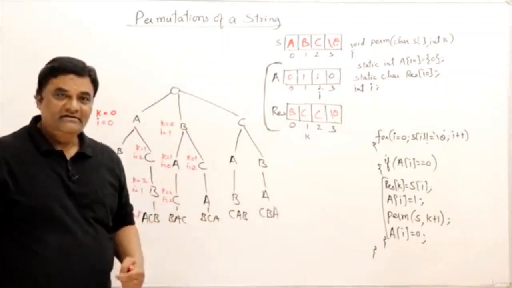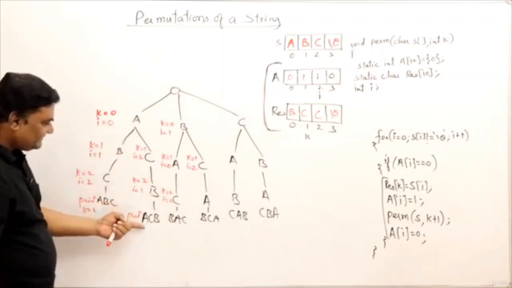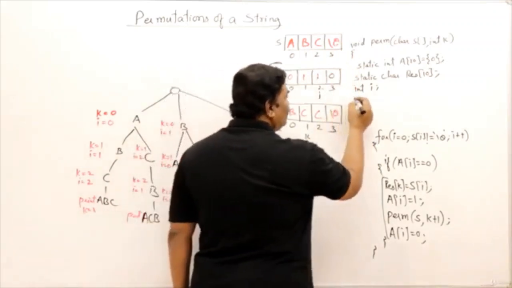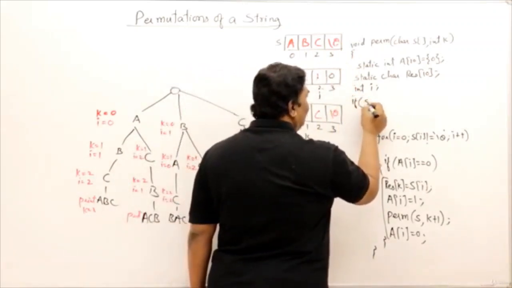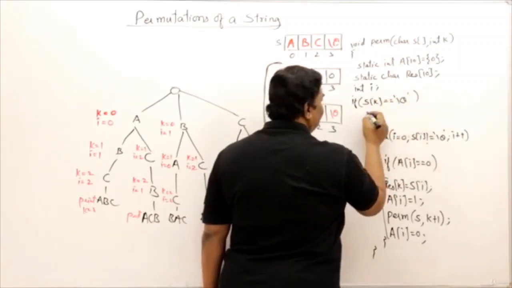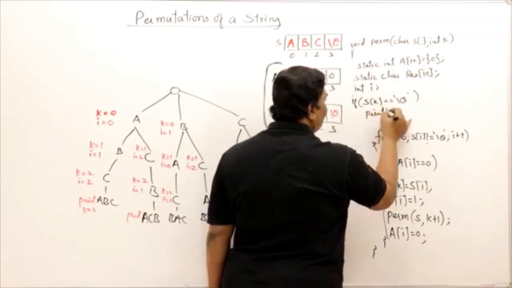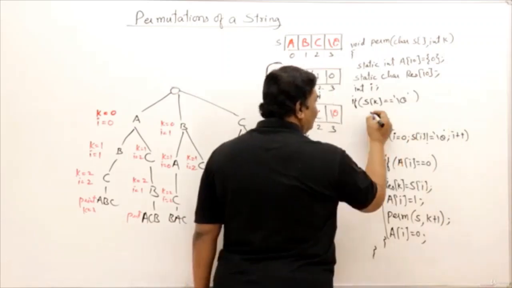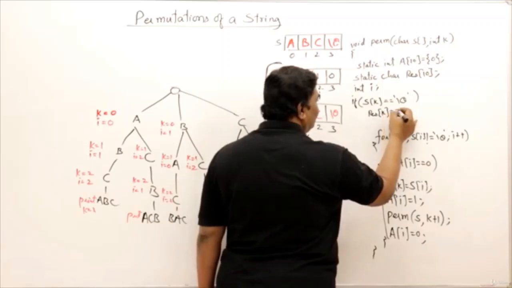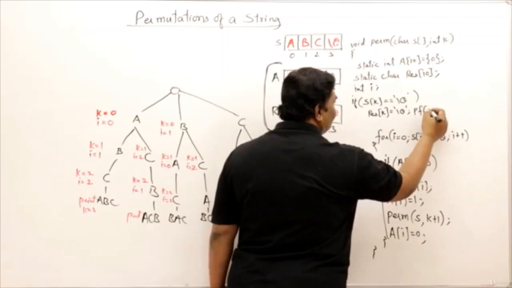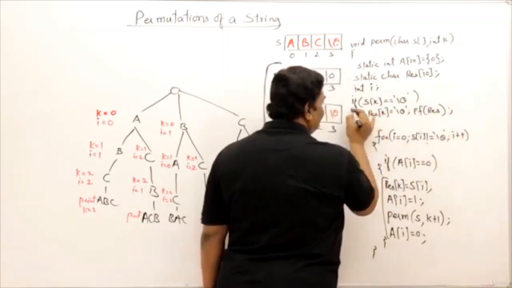Then one last thing. When we have reached K at the last, that is, it is null, at this place it is null, so what to do? Print. That I will write here. If S of K is equal to null character, then printf result. Printf percent S, print the result. Then in result of K, mark backslash 0 and also print the result. So printf result.